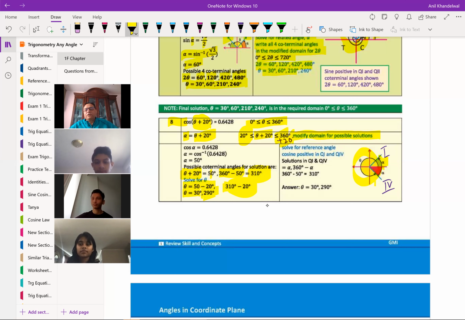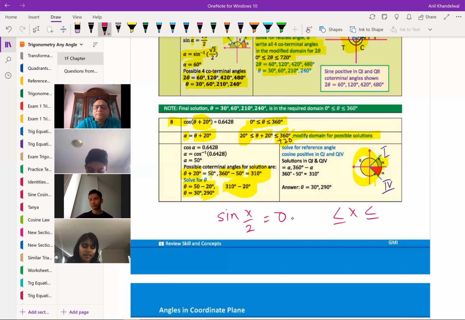So Samita, can you now tell me what are your questions? We'll answer your questions now. Yeah, let's see. So first one is sine of x over 2 is equal to 0. Sine x over 2 equals 0. And you want the solution where x is between what? It doesn't say here, but it's 0 to 360. We're restricted to 0 to 2 pi for the time being. Is that okay? No problem.